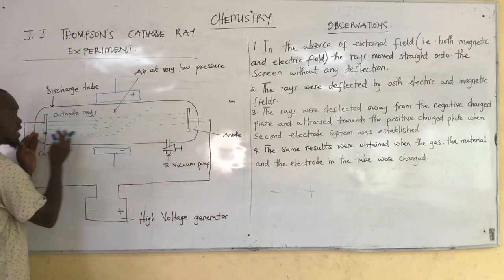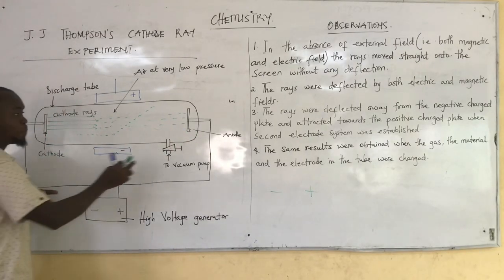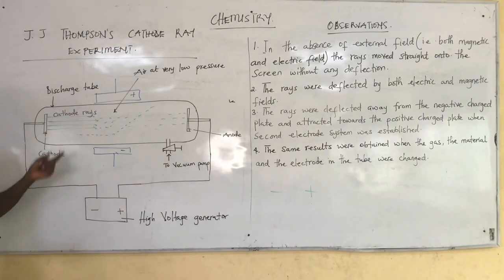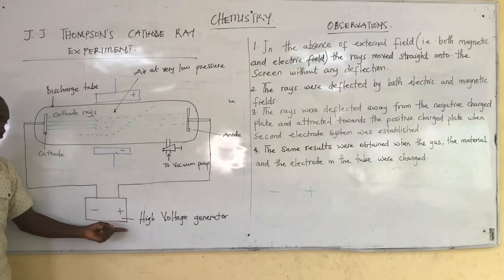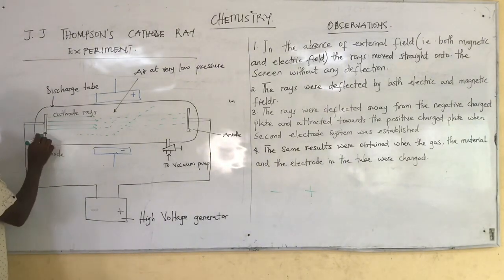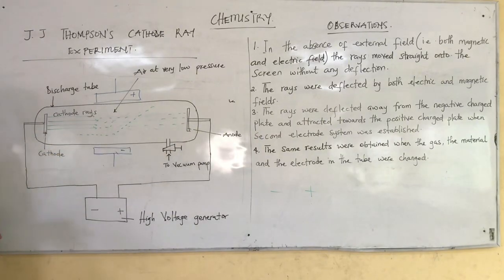One is negative and then one is positive. The negative electrode is known as the cathode, and then the positive electrode is known as the anode. Once the electricity was switched on for the high voltage, a glow of particles were emanating from the cathode and they were moving in the direction of the anode.